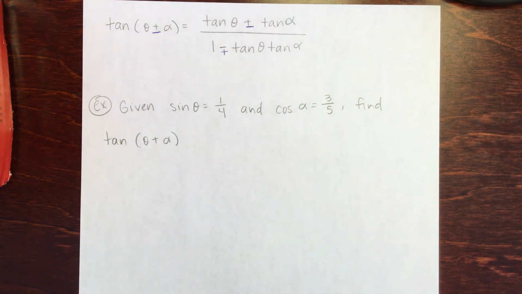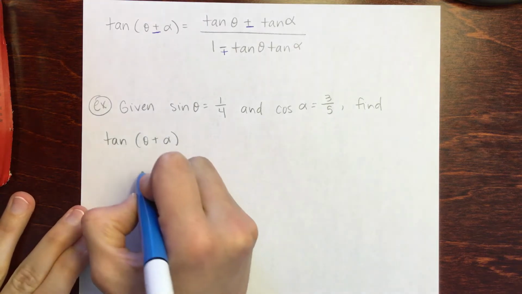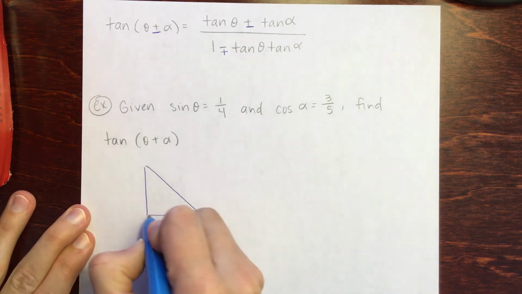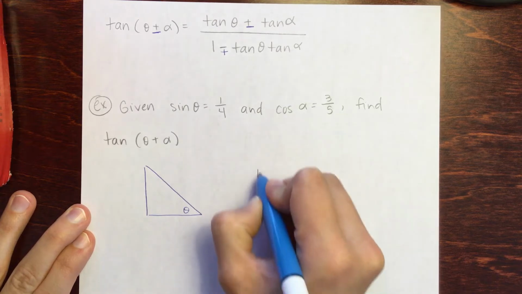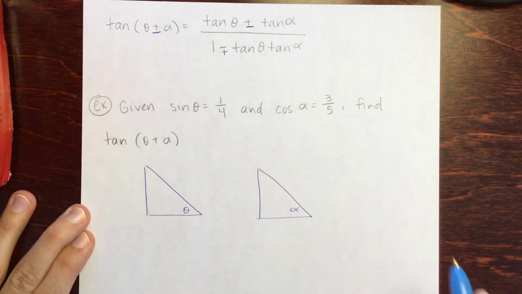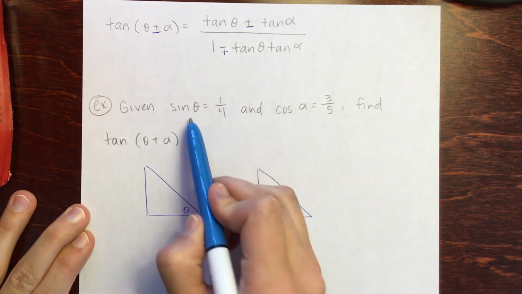Okay, example, given sine theta equals 1/4 and cosine alpha equals 3/5, find tangent of theta plus alpha. All right, we need to start by drawing our triangles. There will be two separate triangles. We need a theta triangle and an alpha triangle because we have two different angles here. It matters.